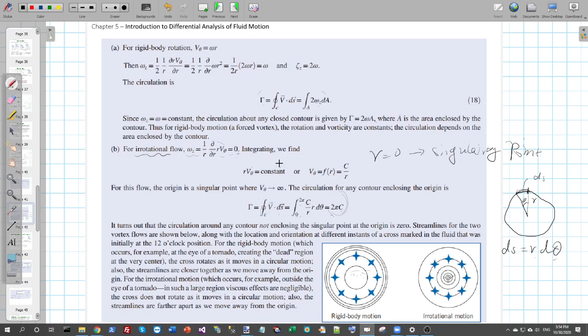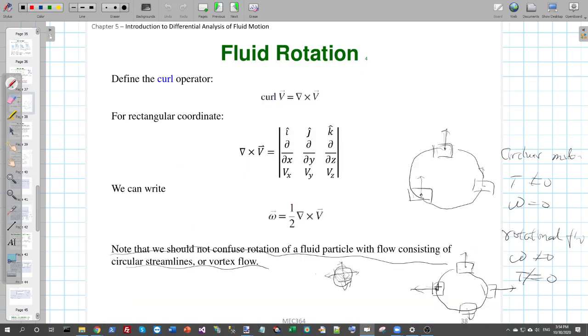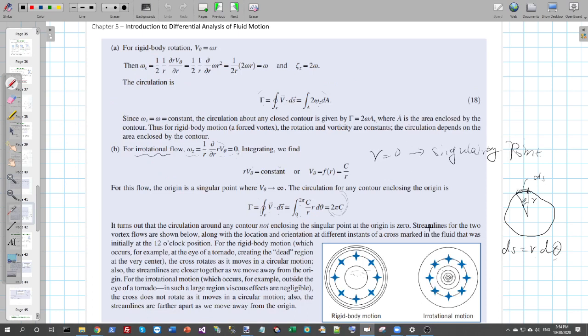For the second case, omega equal to 0, but the streamline of the flow is still circular. This is the case we mentioned earlier. The flow has a circular motion, but the direction of the particle won't change. There is no local rotation for each particle. That's why omega equals 0. But for both cases, the circulation gamma is not equal to 0. For this case, gamma equals 2 omega a. For this case, gamma equals 2 pi c.